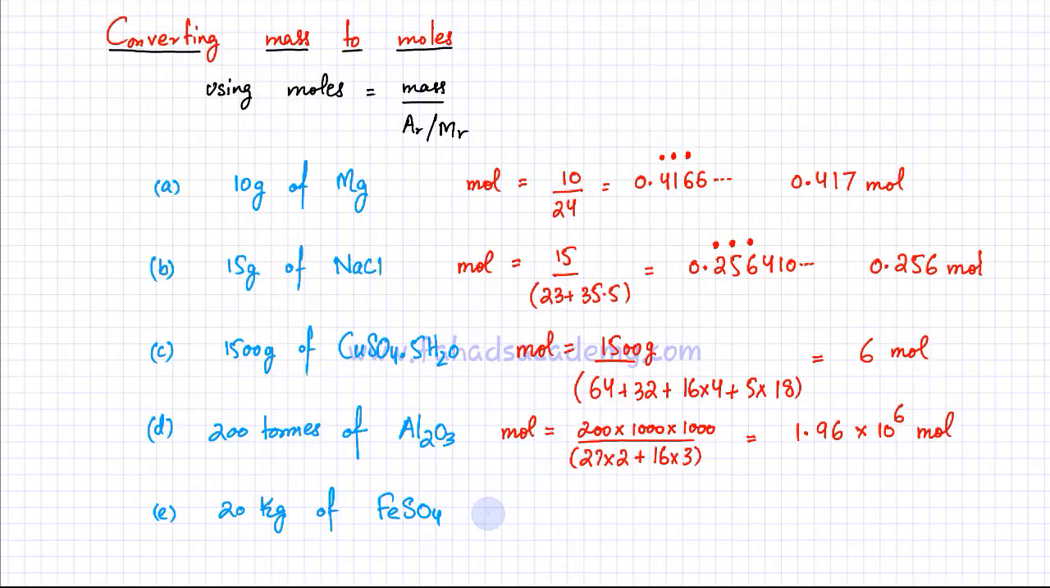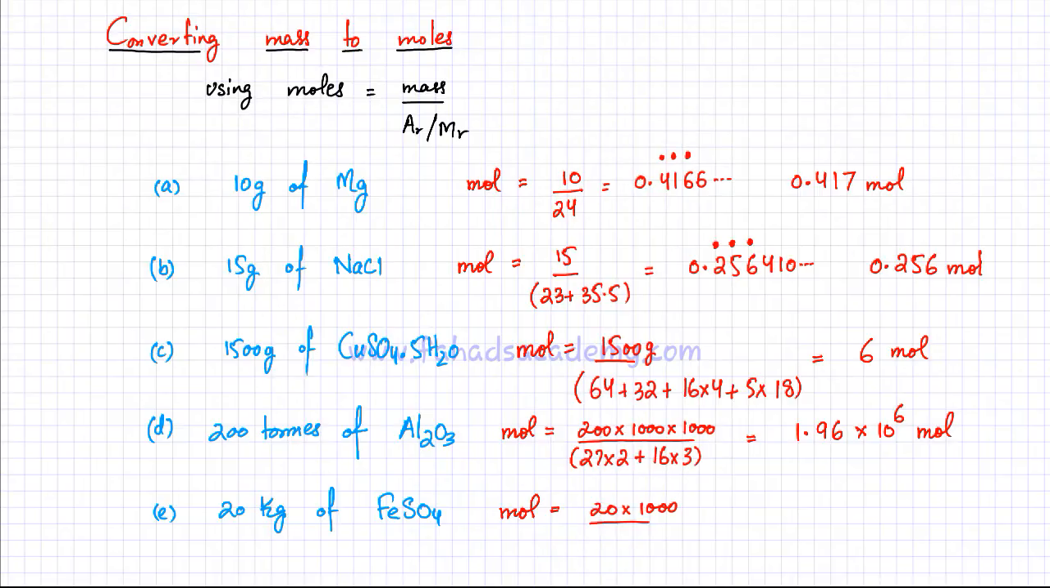The last question is that you have 20 kg of FeSO4. So again, I need to figure out the moles. I have 20 kg. I need to convert that into grams first. So the total mass is 20 multiplied by 1 kg has 1000 grams. So I'm going to multiply 20 kg by 1000, and that would give the value in grams.